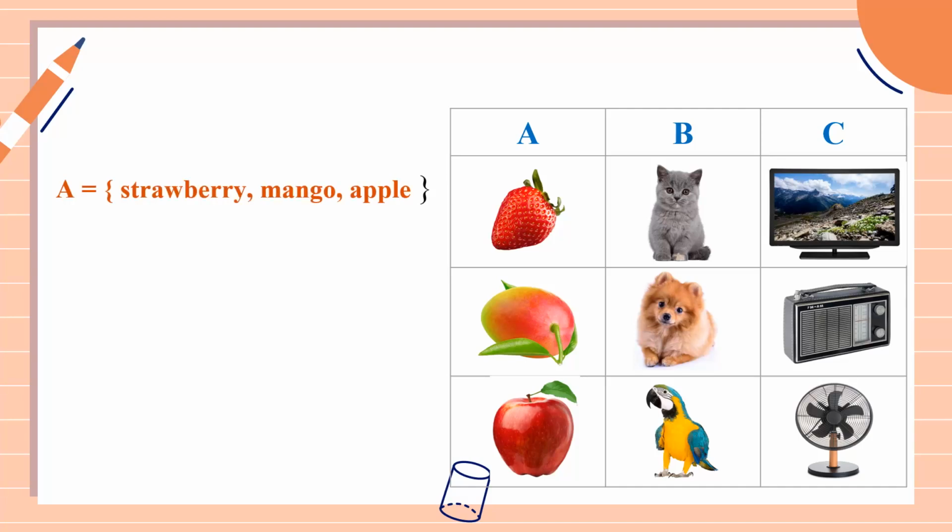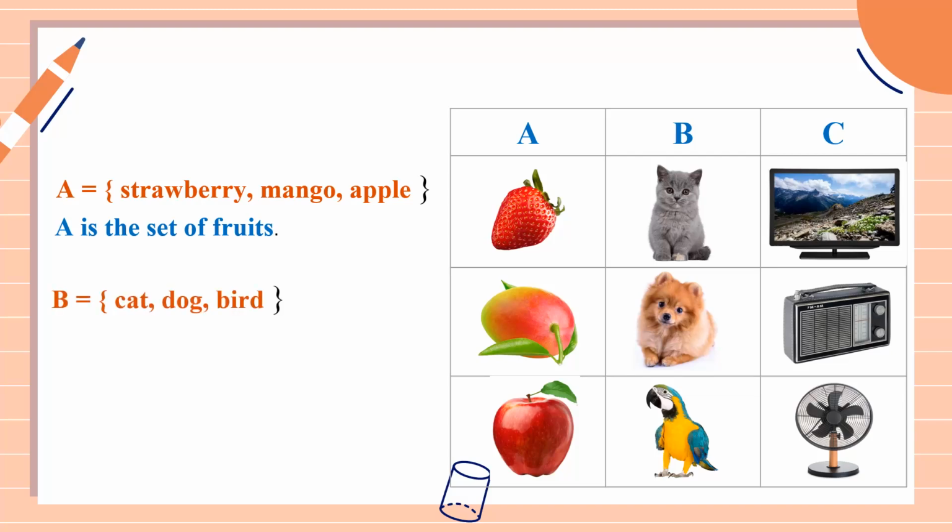So once again, for group A, we have strawberry, mango, and apple. What do you think, class, for group A? What set is this one, class? That's correct. Group A is the set of fruits.